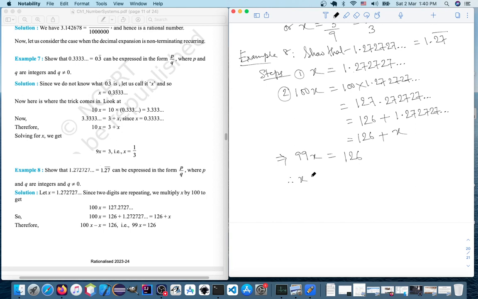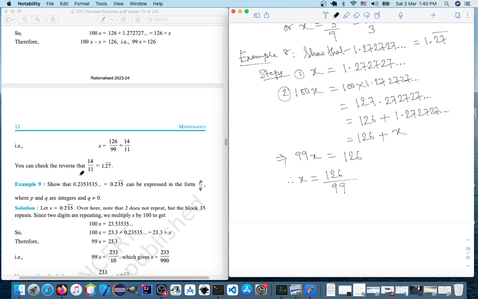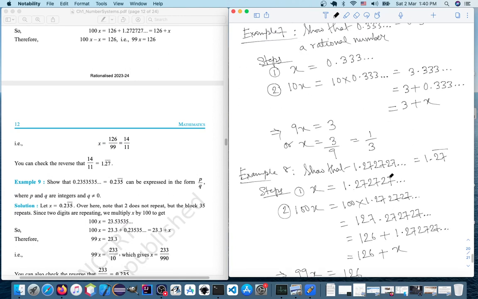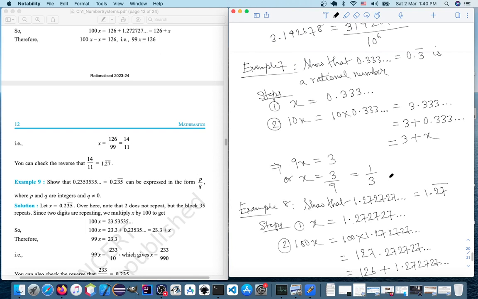Therefore, x equals 126 by 99, which if you simplify further will be 14 by 11. So, we saw with two examples how we can convert a given number with a non-terminating recurring decimal expansion to a rational number in the form p by q.